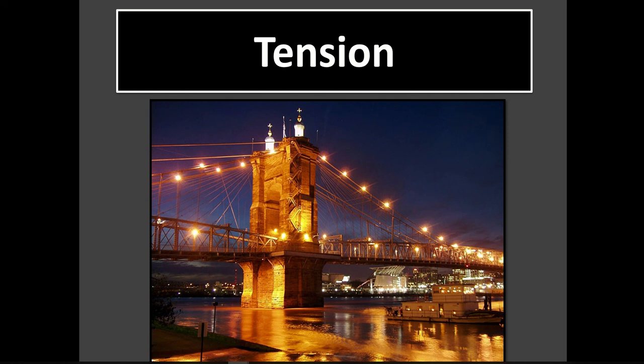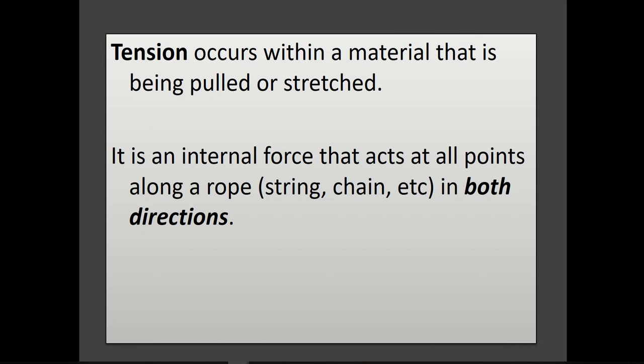So let's take a look at what tension is. Tension occurs within a material that is being pulled or stretched. So it's an internal force that acts at all points along a rope or a string or a chain in both directions. So if you're pulling, there's going to be an equal and opposite force in the opposite direction of the pull.